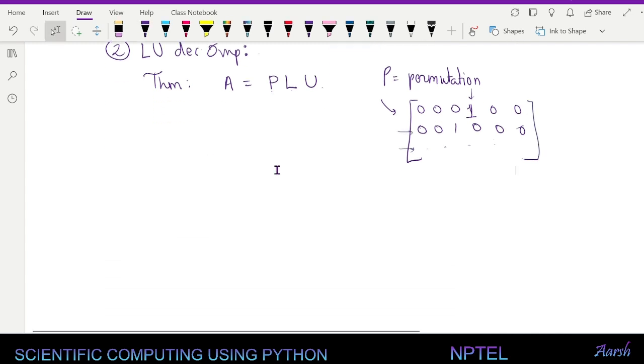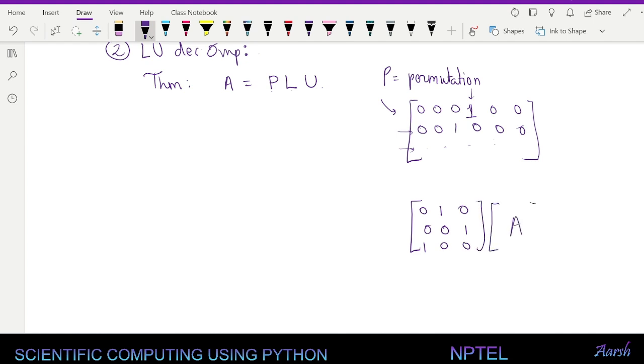And what does it do? Let's say I have a matrix that looks like this: 0, 1, 0, 0, 0, 1, 1, 0, 0, and that is multiplied with some matrix. What it will do is exchange the rows of this. So maybe the second one comes to the first, the third one goes to the second, etc. So rows will be exchanged. And L is lower triangular, and U is upper triangular.